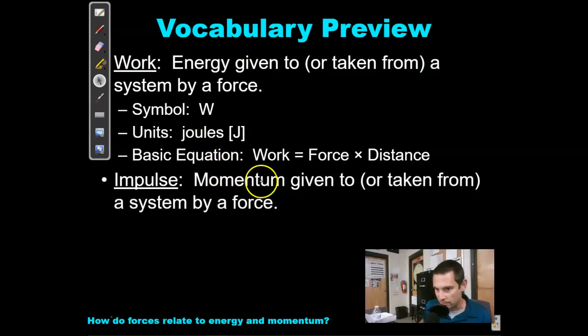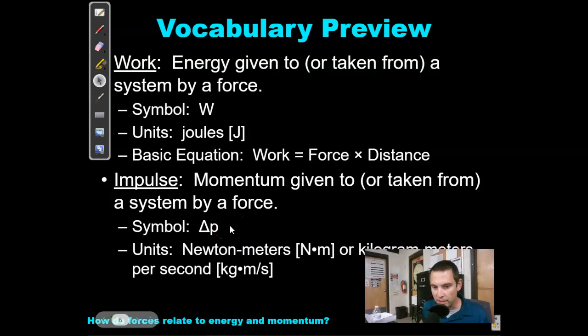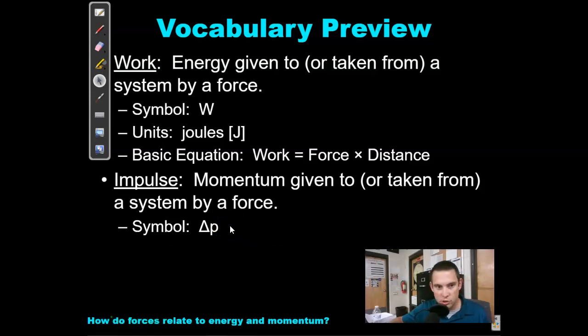Impulse is momentum given to or taken from a system by a force. The symbol for impulse is delta P, the change in momentum. It can also be capital J. I want you to be familiar with both because I use both. So, delta P or capital J.